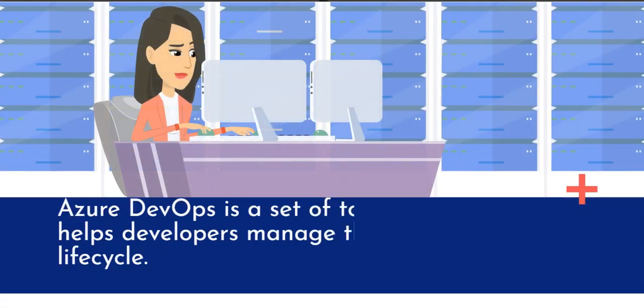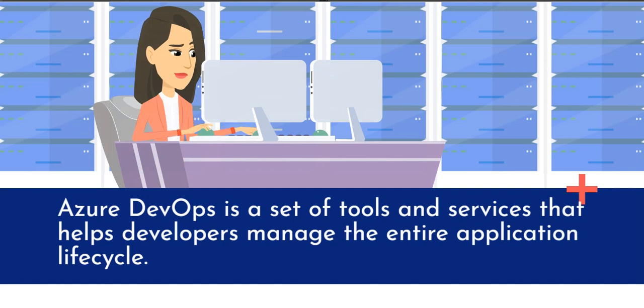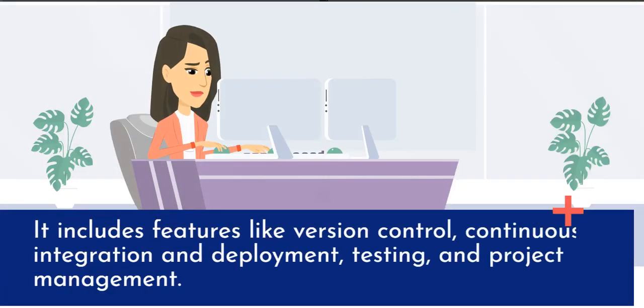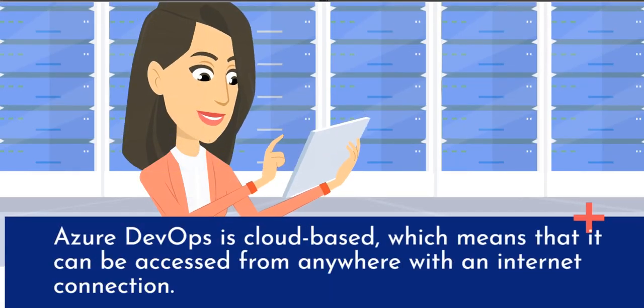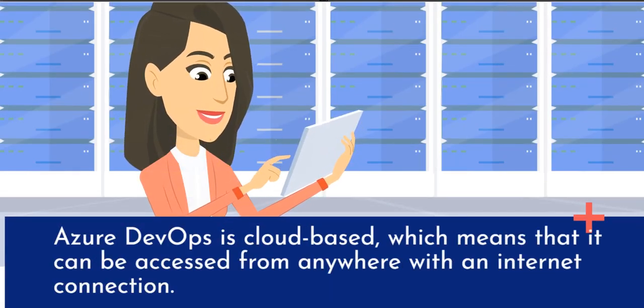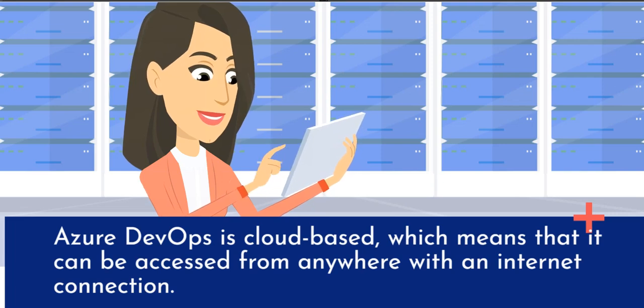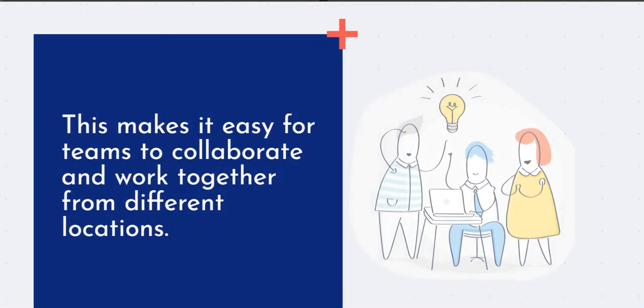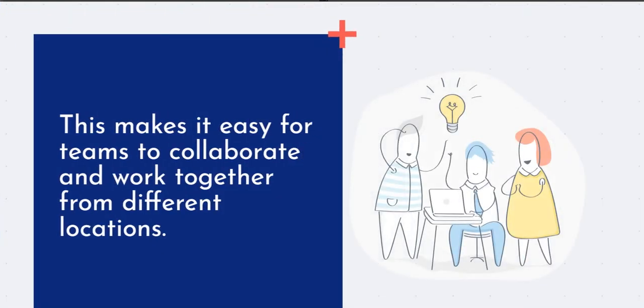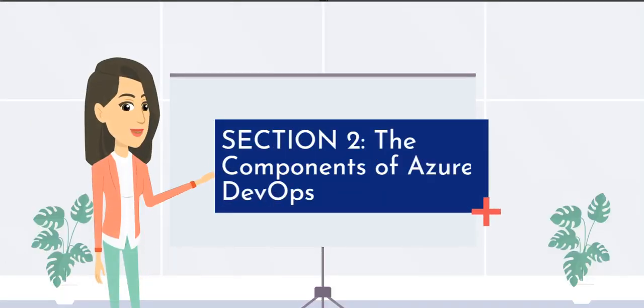Section 1. What is Azure DevOps? Azure DevOps is a set of tools and services that helps developers manage the entire application lifecycle. It includes features like version control, continuous integration and deployment, testing, and project management. Azure DevOps is cloud-based, which means that it can be accessed from anywhere with an internet connection. This makes it easy for teams to collaborate and work together from different locations.